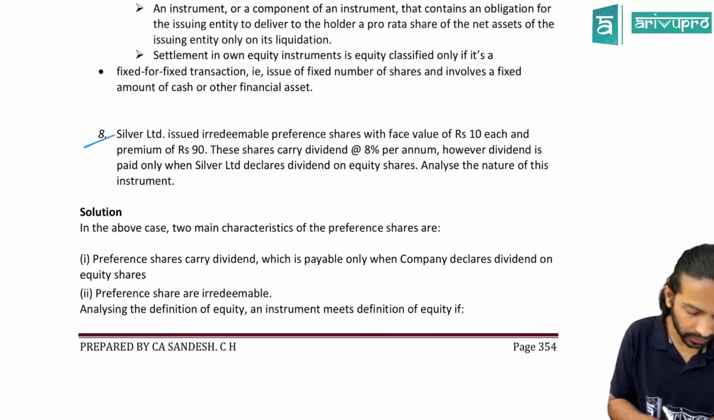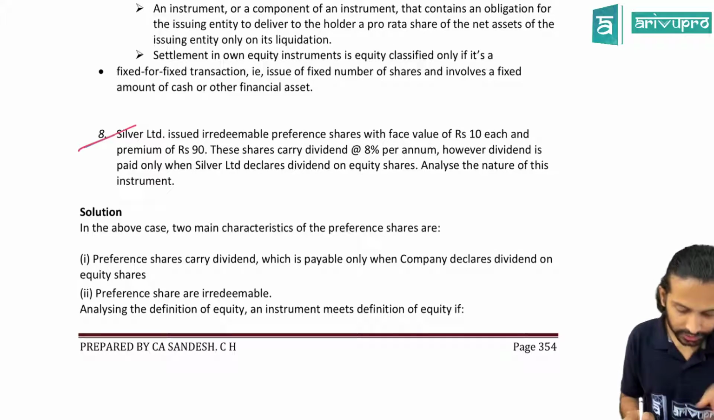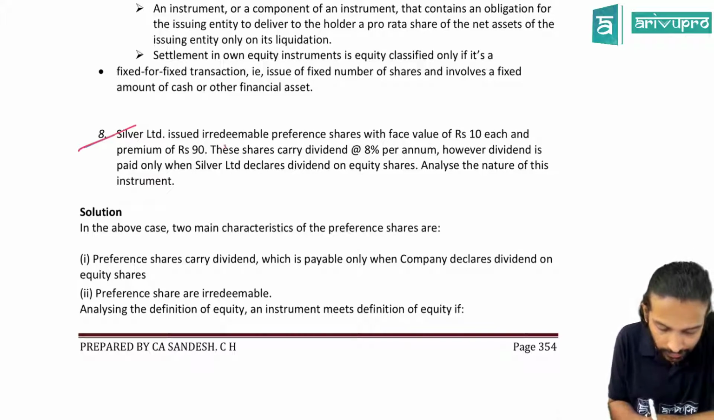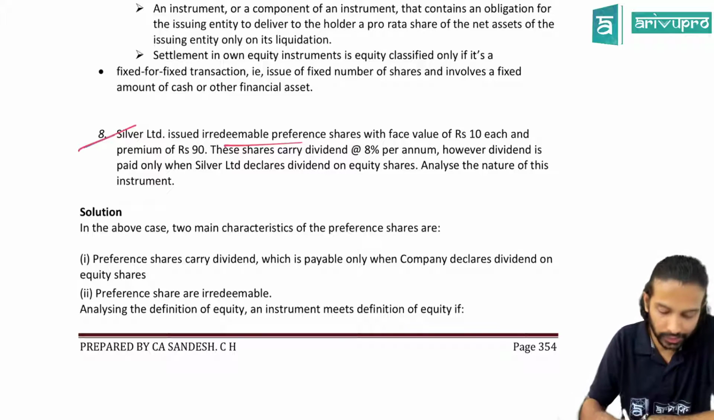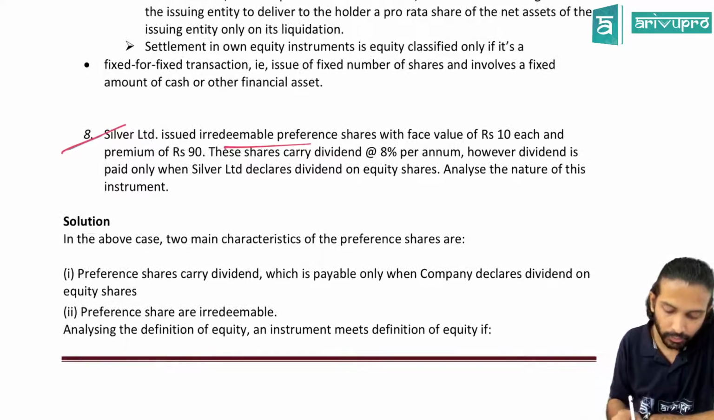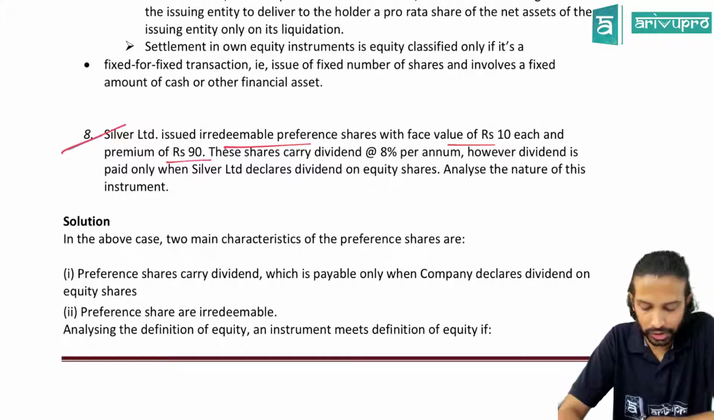So, question number 8 will start. Silver Limited issued irredeemable preference shares. Underline the word irredeemable, sir. Whose face value is 10 rupees at a premium of 90. That means the consideration is 100 rupees per share they are receiving. And it's irredeemable.